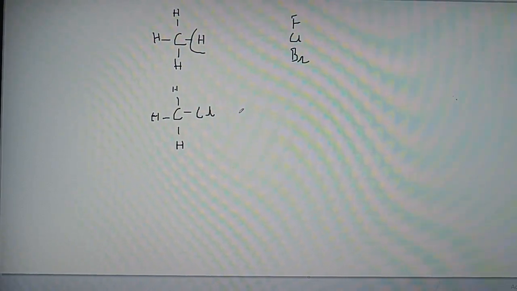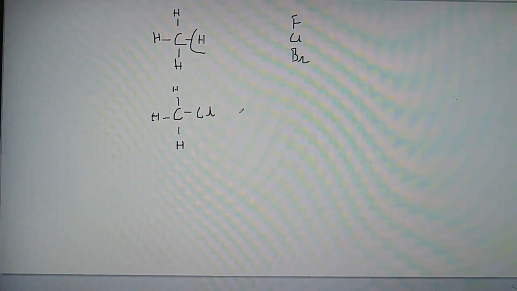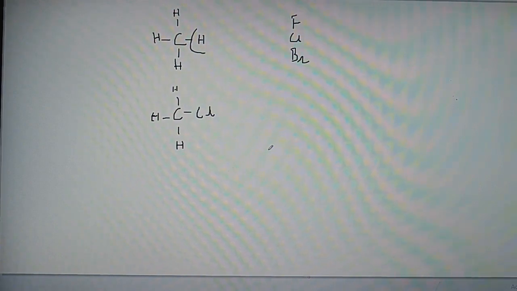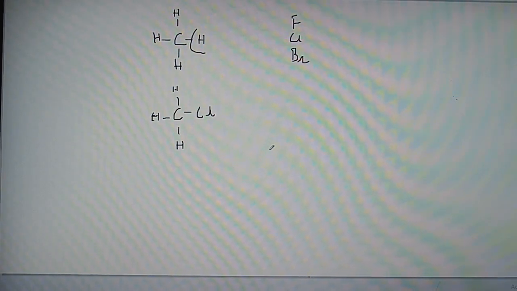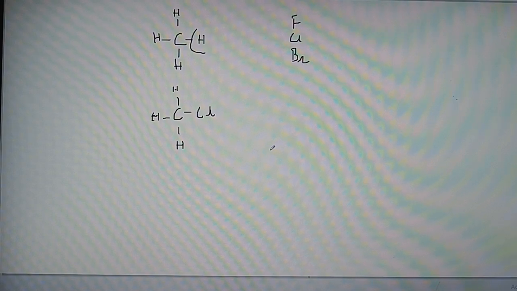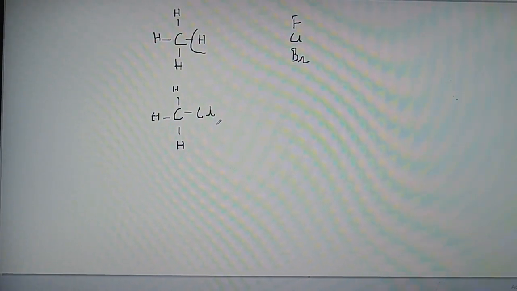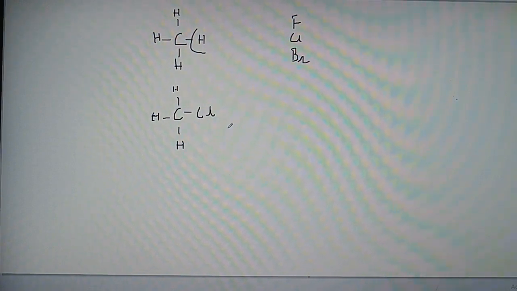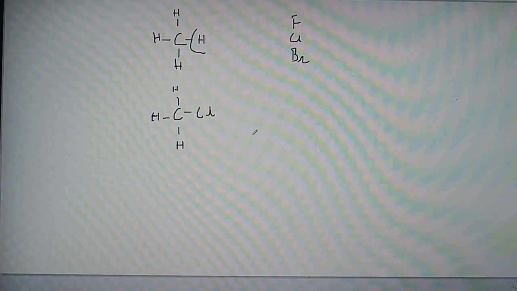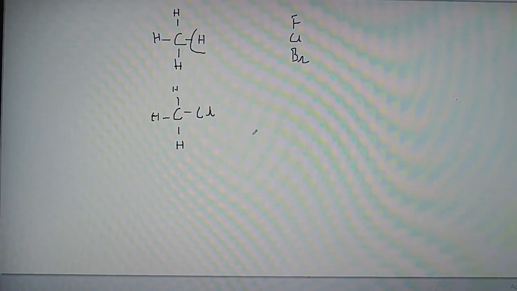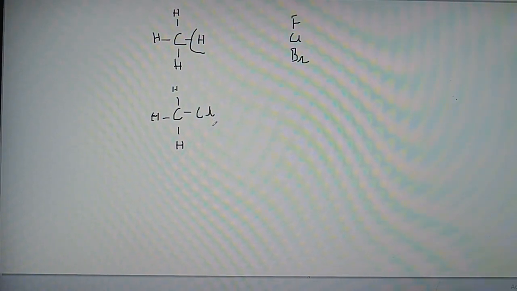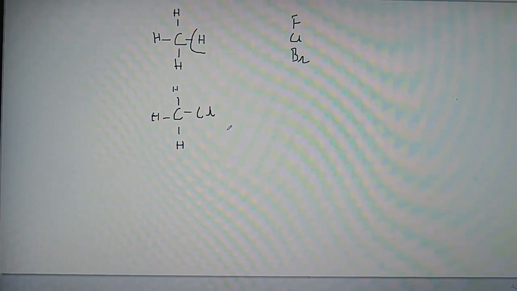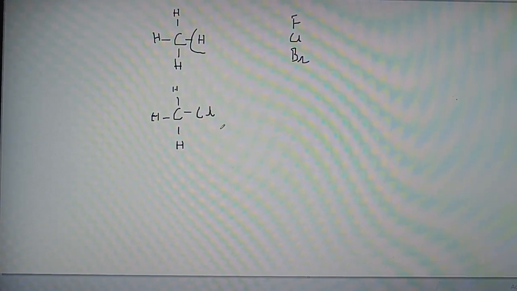So it will be chloromethane. It's CH3Cl. Why methane and not methyl? That's why I said exception. Don't you think it should have been methyl? Yes, there are many things which I wish should have been, but it is chloromethane. This is the name, right?